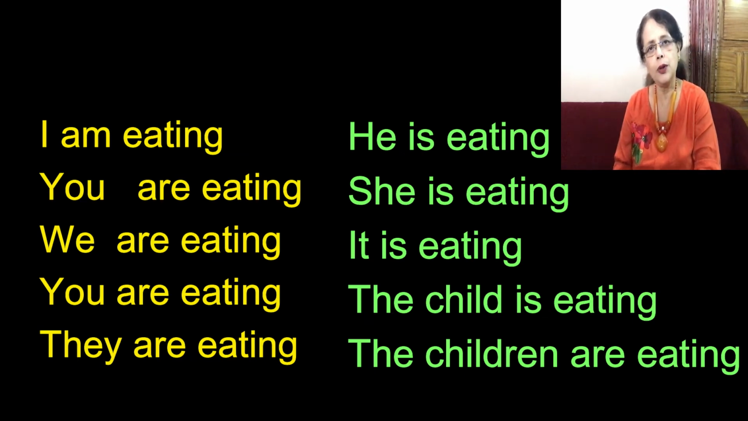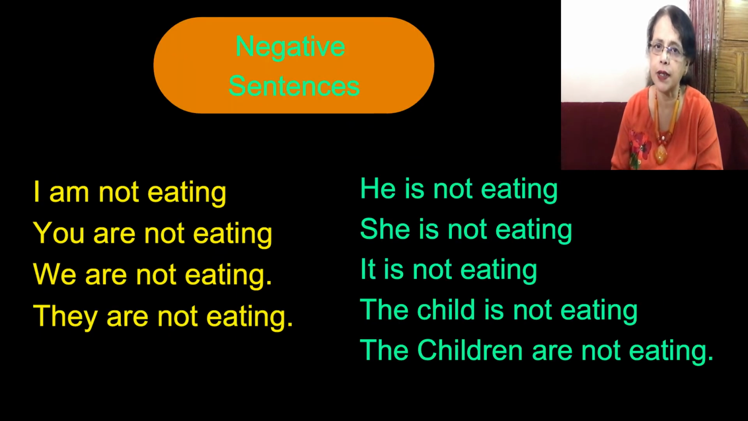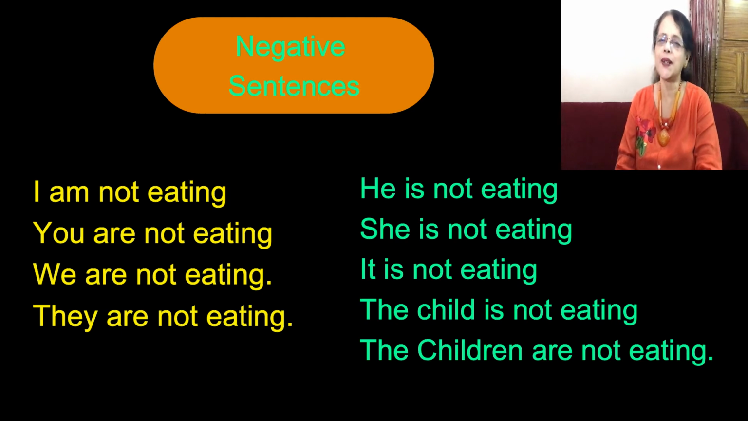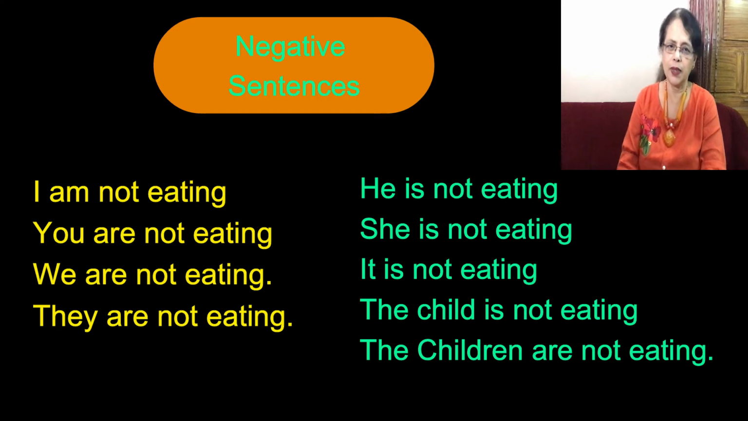Now, let's see how to make negative sentences in present continuous tense. I am not eating, you are not eating, we are not eating, they are not eating, he is not eating, she is not eating, it is not eating, the child is not eating, the children are not eating. So we have seen, along with you, we and they, we are using are. Along with I, we are using am. Along with he, she and it, we are using is. And when it is plural, like children, we are using are. The child is singular, so we are using is.